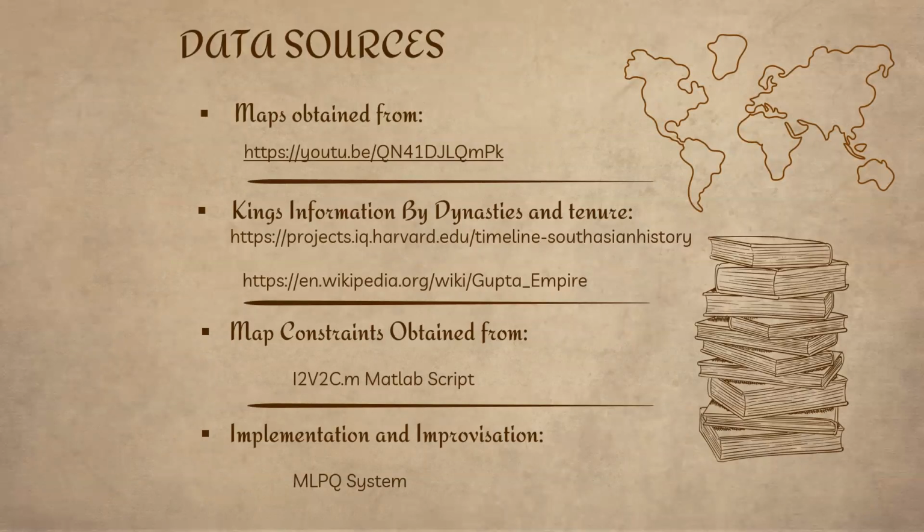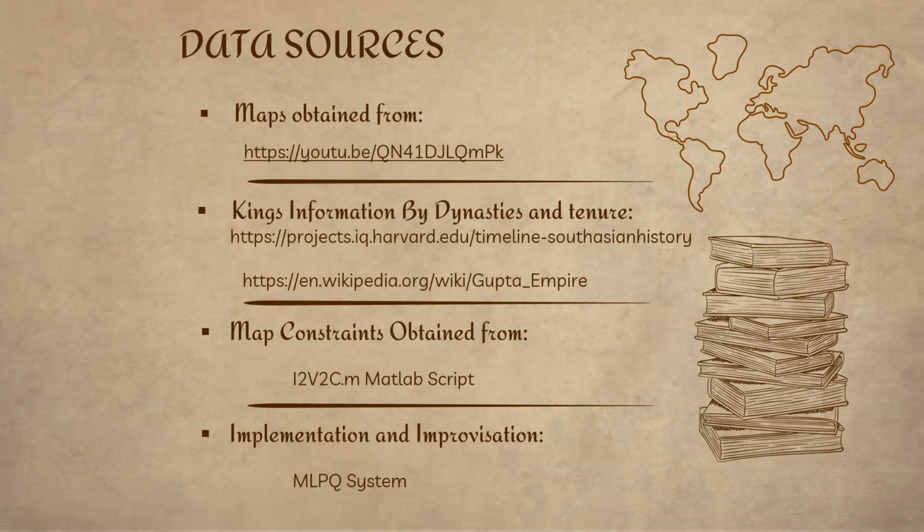The data sources are a little interesting here because we use a system called the MLPQ system, and we had to represent different maps on it, which come from different sources. One obstacle we faced was getting pictures of Indian maps with different dynasties over time that have the same scale. Luckily, this YouTube video helped us achieve that.